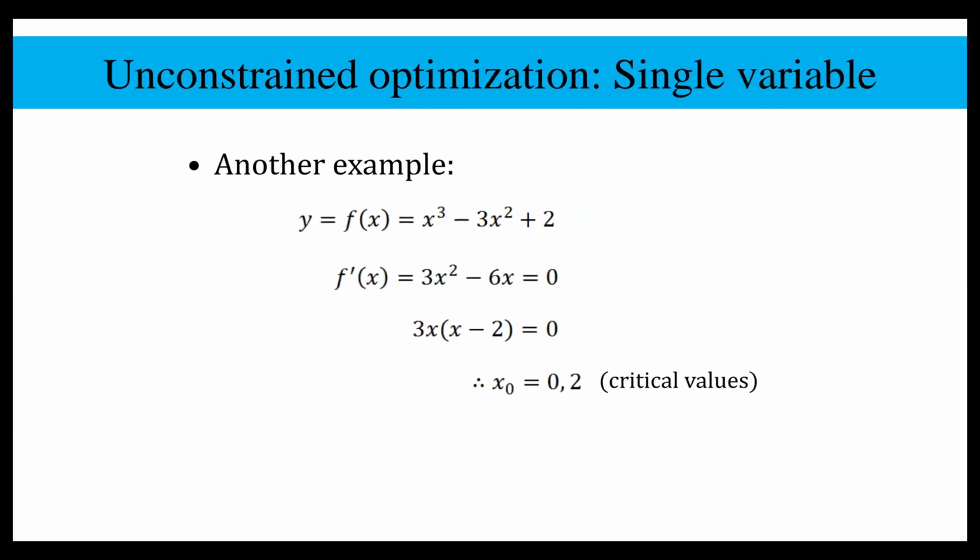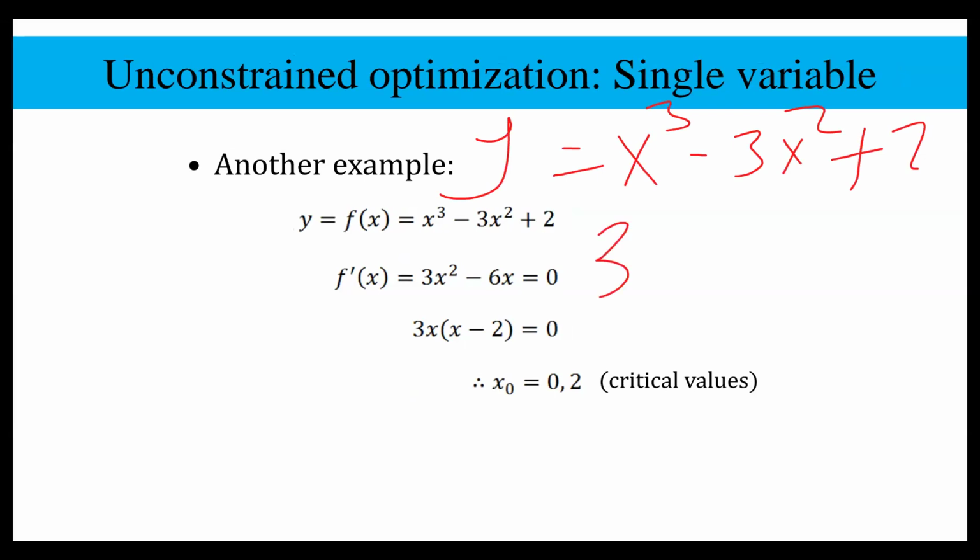Let's have it. Now the function is this one: x raised to the third degree minus 3x squared plus 2. How do we determine whether this function gives us the maximum or the minimum at critical points or critical values? What do we do? Number one, we differentiate. We have to find the first derivative, 3x squared minus 6x, and we set it equal to 0.